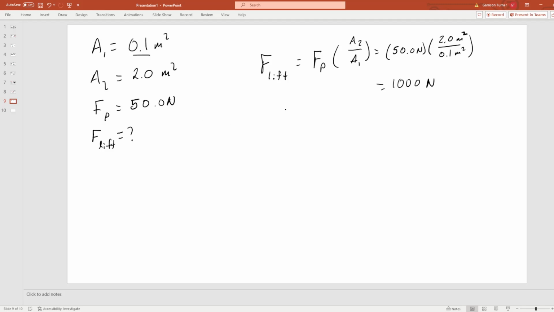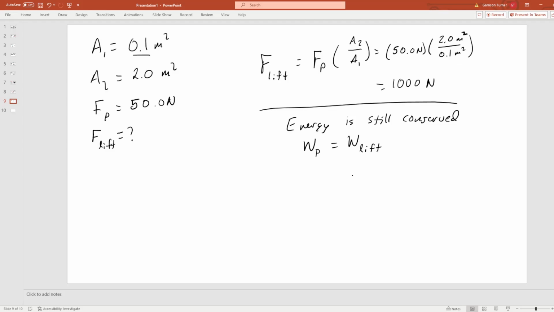So what is the catch? Energy is still conserved. So that means the work done by the pushing force must be equal to the work done by the lifting force. Okay? And so what we can say is our pushing force times the, I used delta y, didn't I? Yeah. So in this case, we need to use delta y.